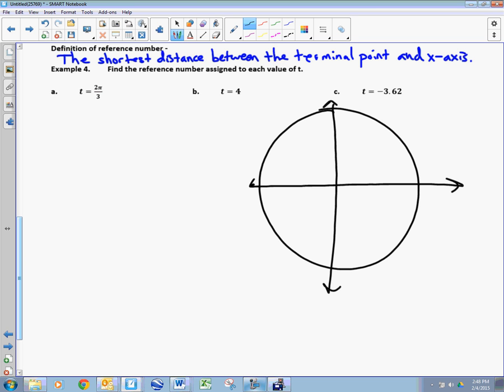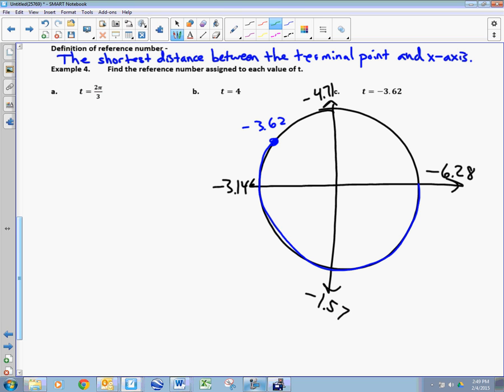So now I got negative 3.62. If you go negative, this would be negative 3.14, negative 6.28, negative 1.57, negative 4.71. So if I go negative 3.62, which quadrant is that going to bring me to? It's going to bring me to the second quadrant, right about there, negative 3.62.